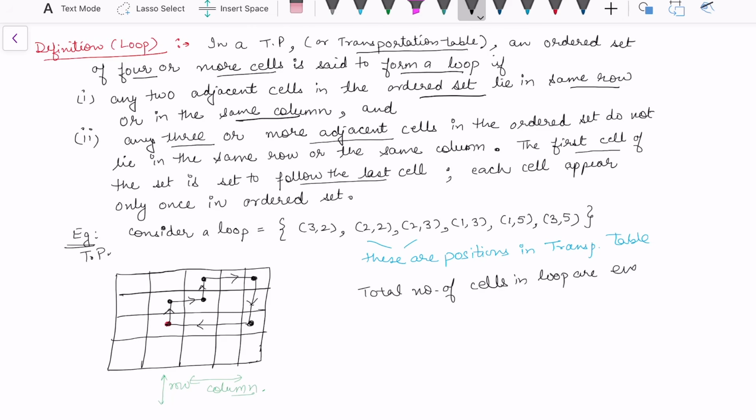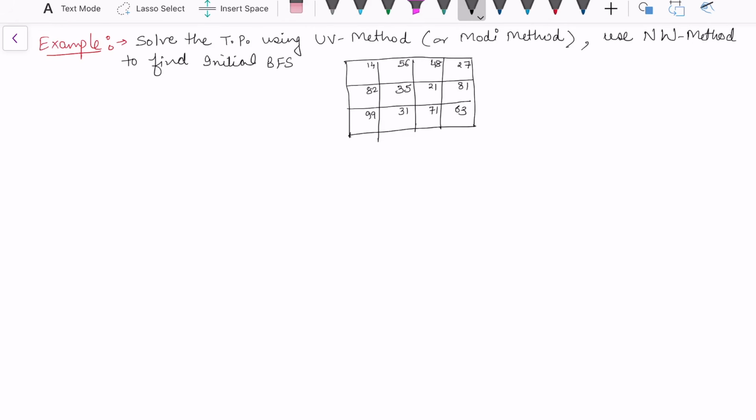Now let me take a proper example in the transportation problem. Now let's solve this particular transportation problem using UV method, and we use the northwest method to find the initial BFS. This is essentially the same problem that we have already considered in my last video, where I found the initial BFS using Vogel's approximation method.